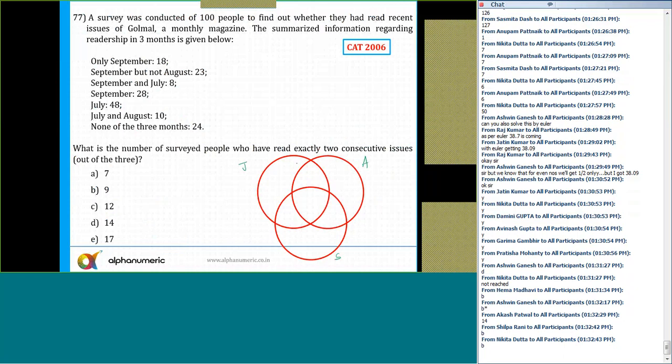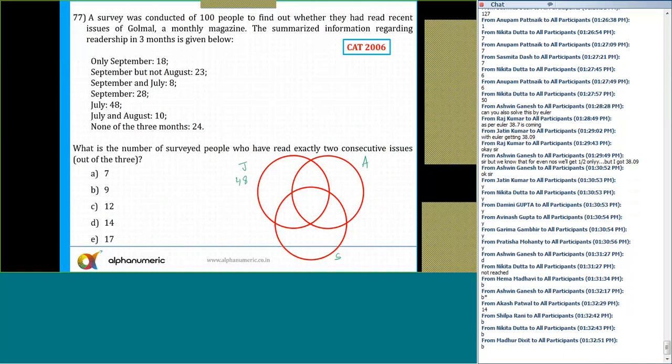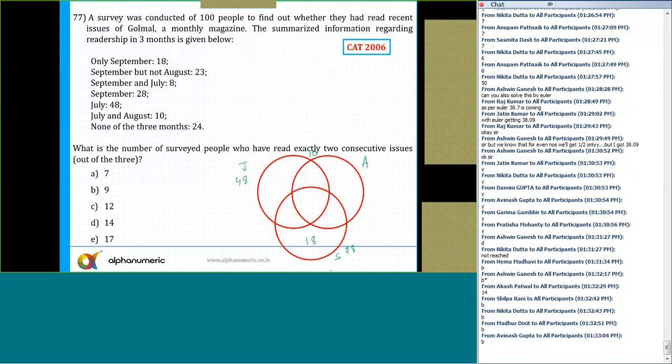So it says July is 48. July and August is 10. September is 28. Only September is 18. July and September is again 8, so let me write down 8 here. And July and August is 10. None of the 3 months is 24. So the union of these three must be equal to 100 minus 24, which is equal to 76, isn't it?